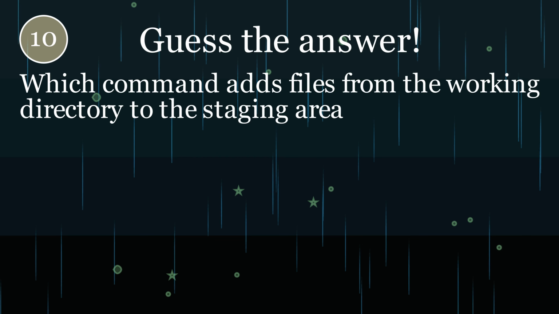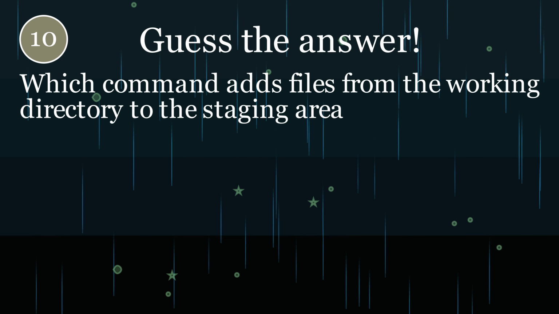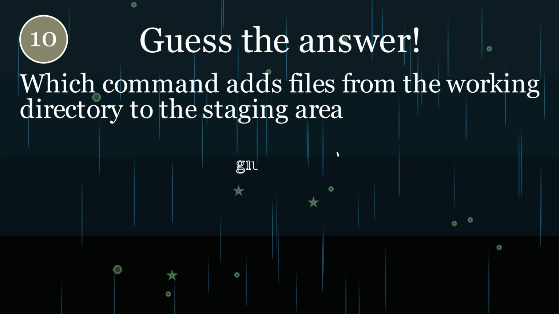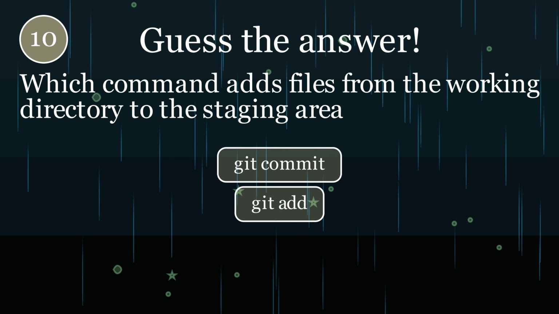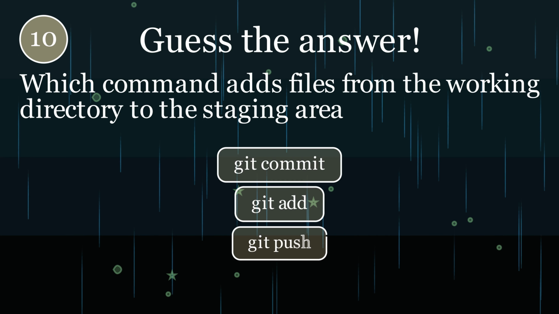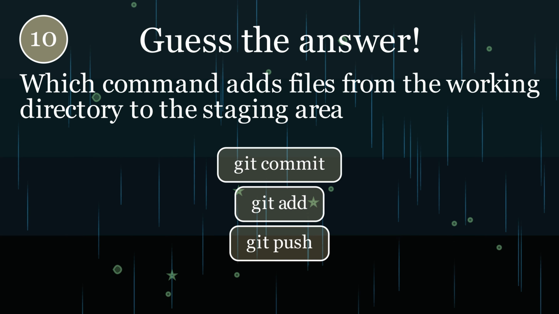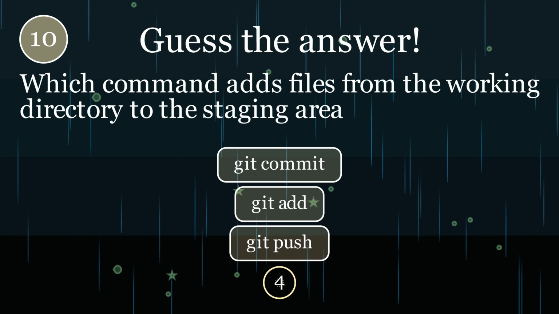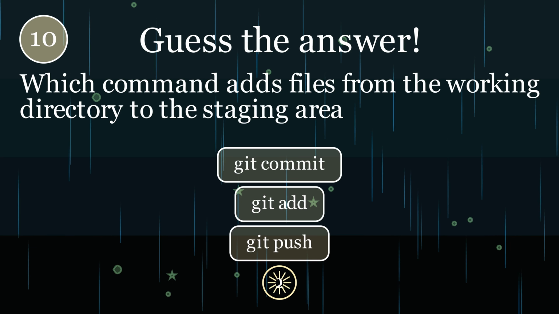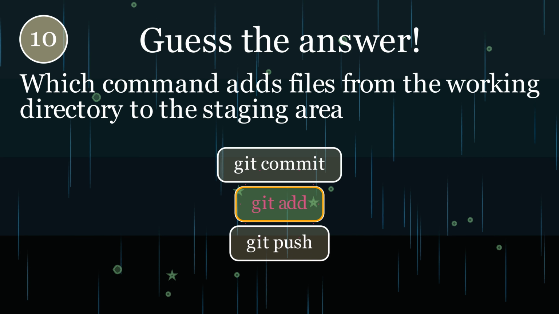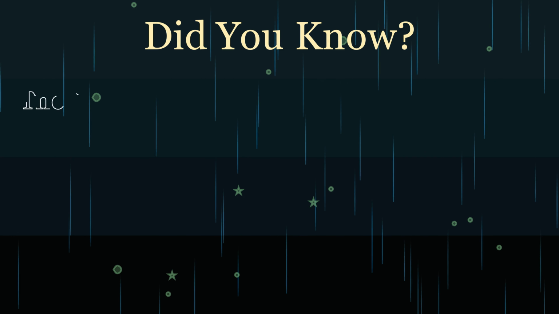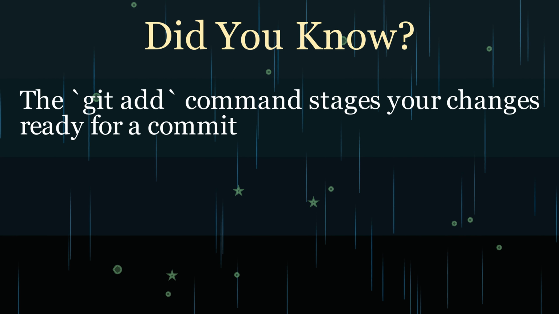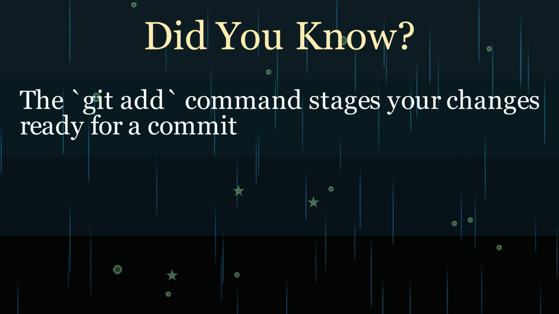Which command adds files from the working directory to the staging area? Git commit, Git add, Git push. The correct answer is Git add. Surprising trivia: the Git add command stages your changes ready for a commit.